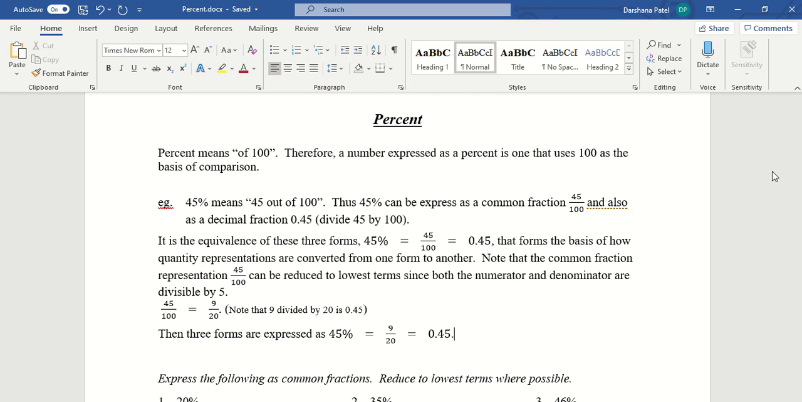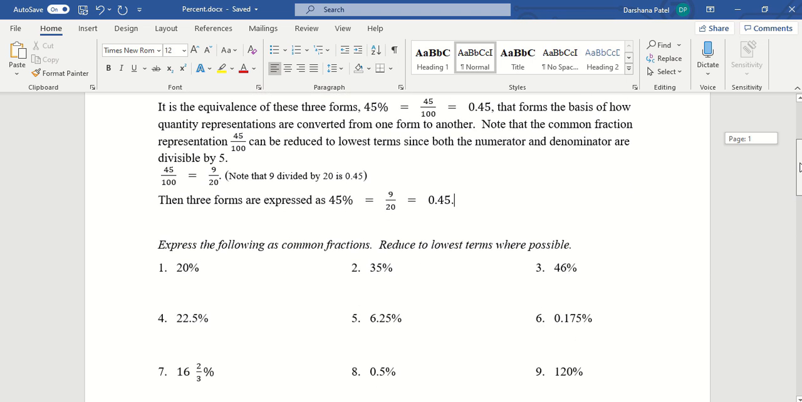Note that the common fraction 45 over 100 can be reduced to lowest terms, since both numerator and denominator are divisible by 5. If you divide 45 by 5, you get 9. 100 divided by 5 gives us 20. So basically 45% can be written as 9 over 20 in reduced fraction form, and 0.45 in decimal form or decimal fraction. Let's see some examples.